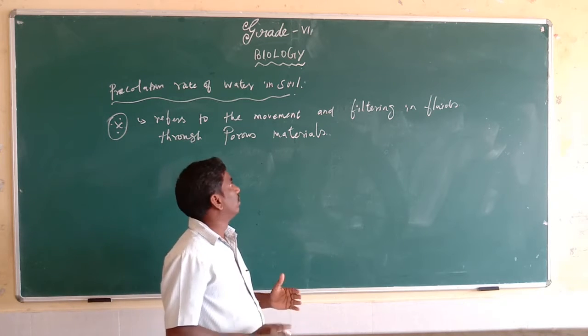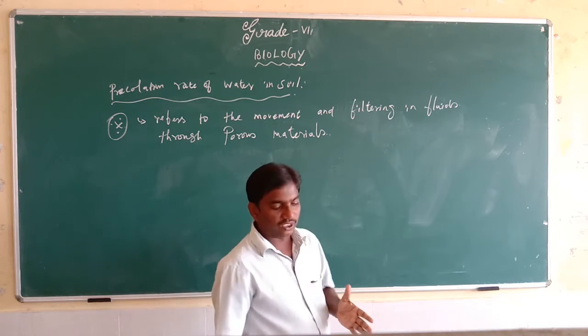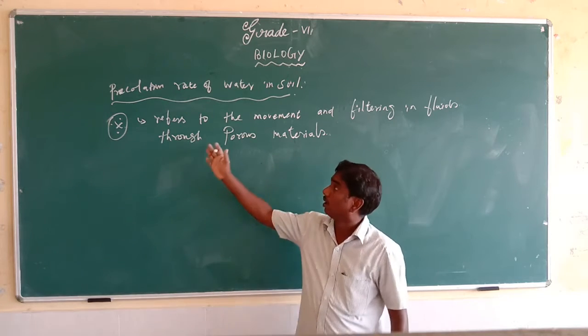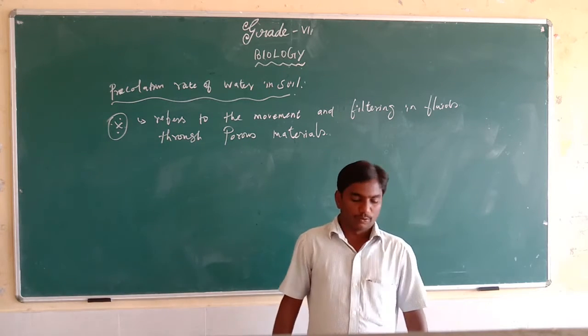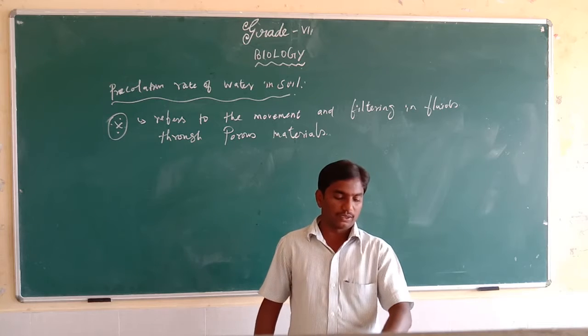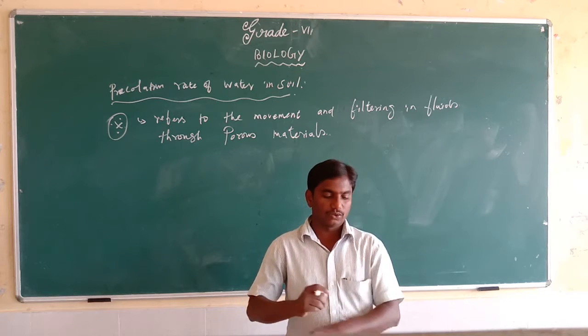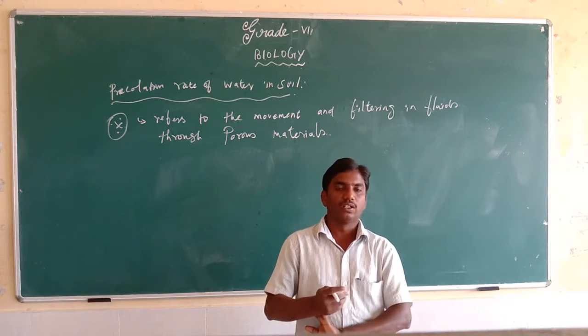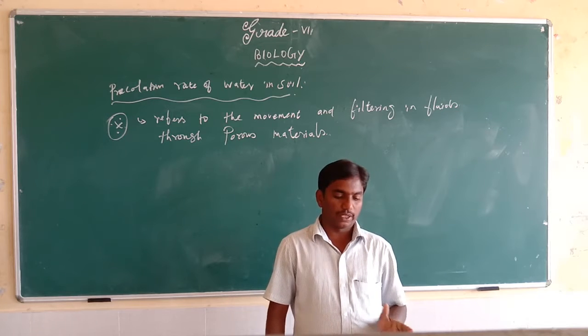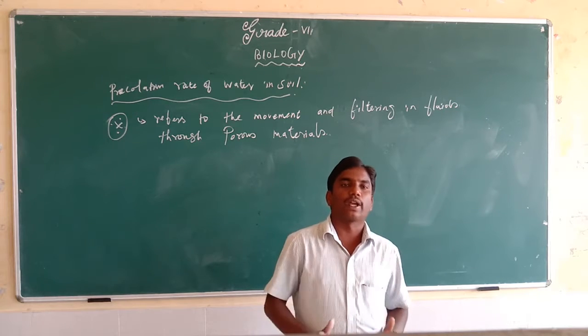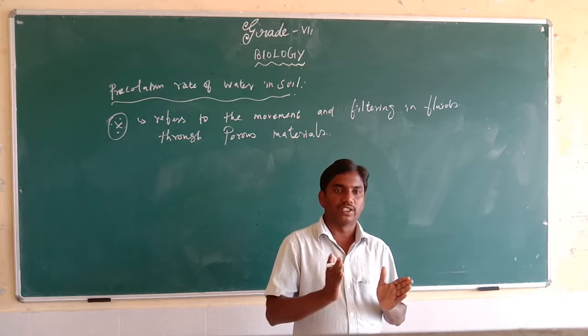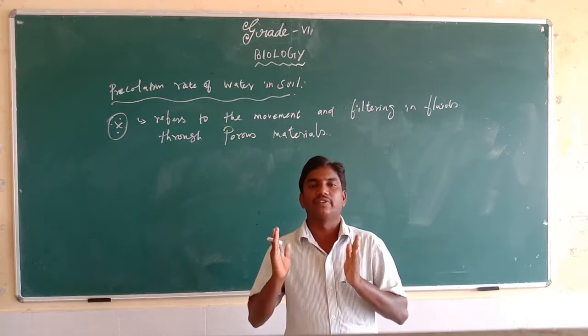The porous material, that is called what? The percolation. Now look at page number 100. Open it. This is one kind of activity. First you take two different squares, one 50 cm and another 50 cm.